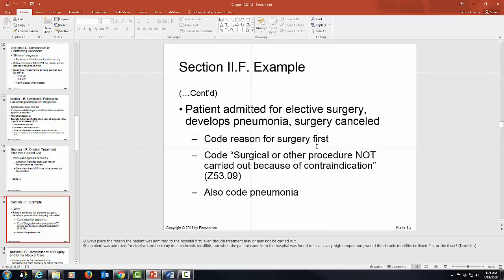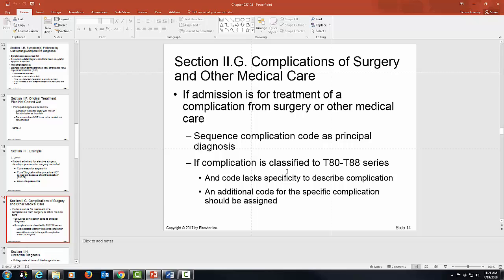Another example, a patient comes in for an elective tonsillectomy due to chronic tonsillitis. But when the patient gets there, he's found to have a very high fever. So, which would be coded first, the chronic tonsillitis or the fever? Well, according to this rule, the reason for the surgery is the tonsillitis. So we're going to code that first, and then we would code the fever. Okay? Hope that makes sense.